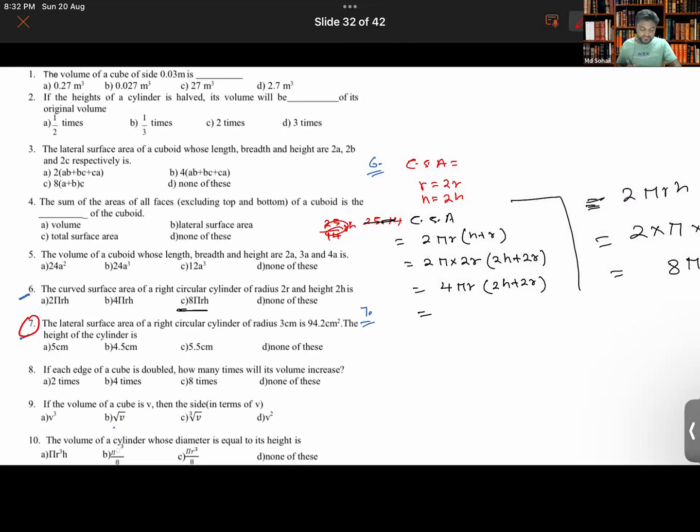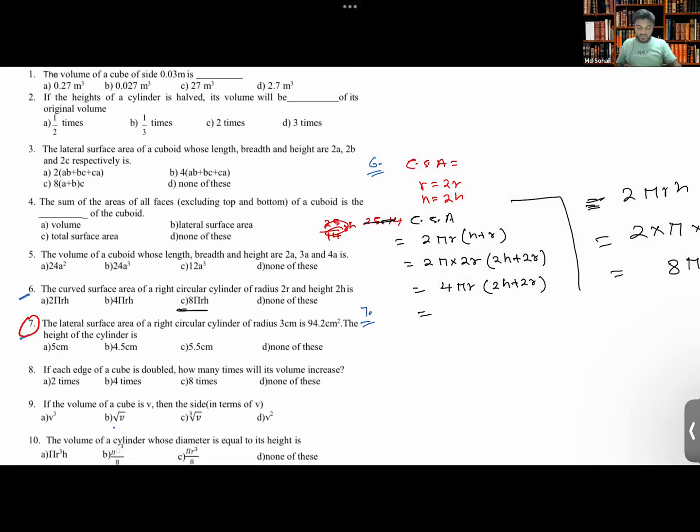Okay, what about you, Arhan? Did you get the answer? Yes, sir. Which option is correct here? Option C, 5.5 centimeter. No, sir, I thought you meant question 6. No, question number 7. Sir, I got 5 centimeter, option number A.